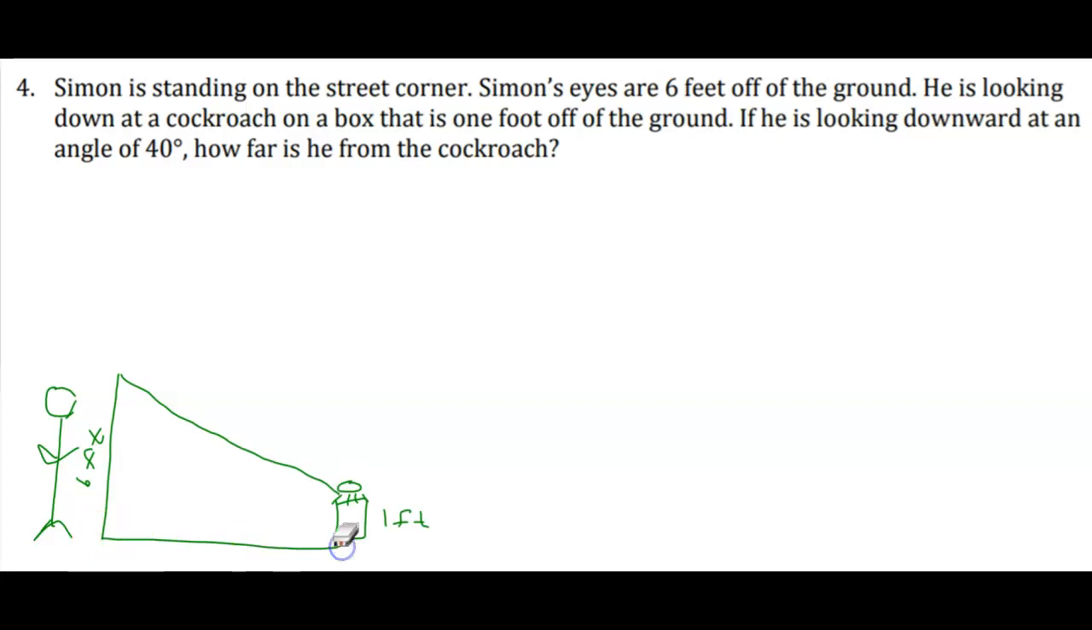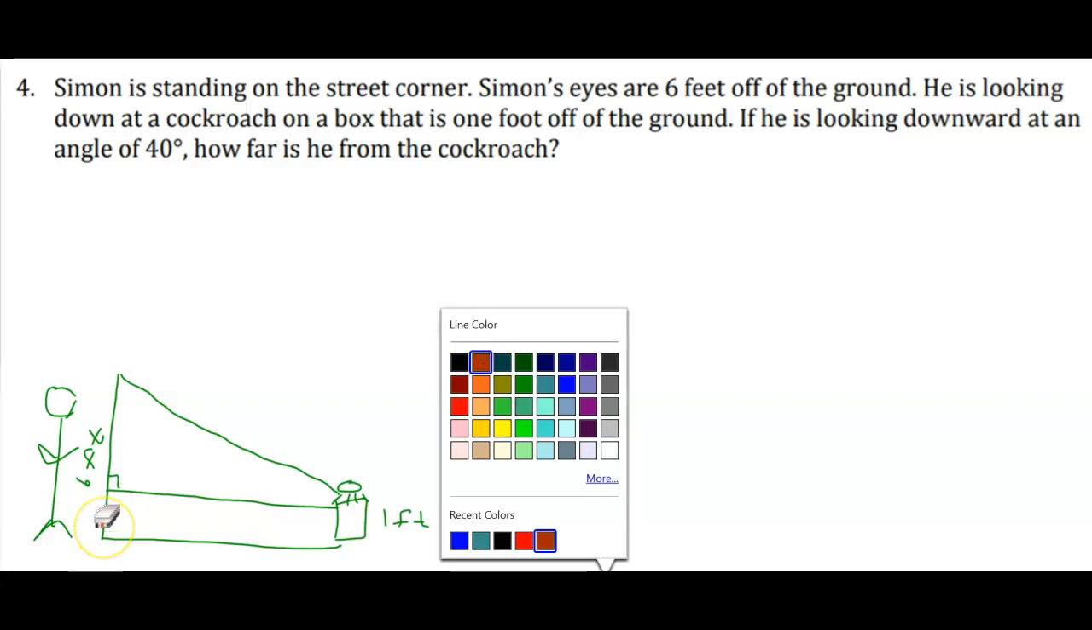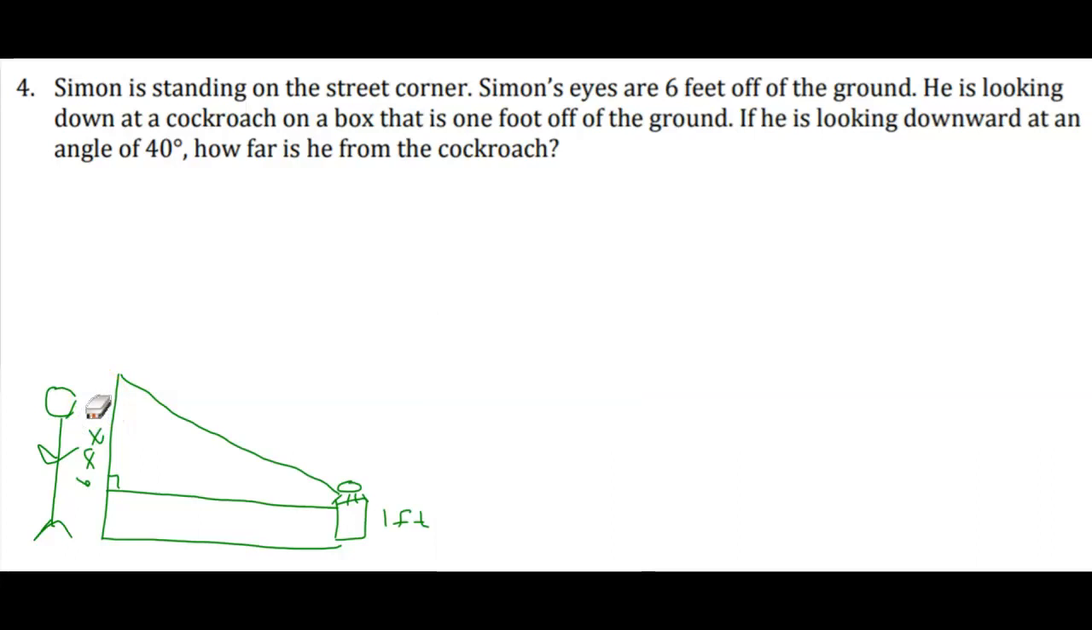So if we draw a right triangle out of this, the triangle is actually right here, because you have to take into account that the bug is sitting on a box. So here's my right triangle. So you kind of have to adjust your measurements here. His eyes are 6 feet off the ground, but the bug is sitting on a box 1 foot up. That means this is actually only 5 right here. If he's looking downward 40 degrees, so your angle of depression is 40 degrees, we have that horizontal here. That means also the angle of elevation from the bug to Simon is also 40 degrees.